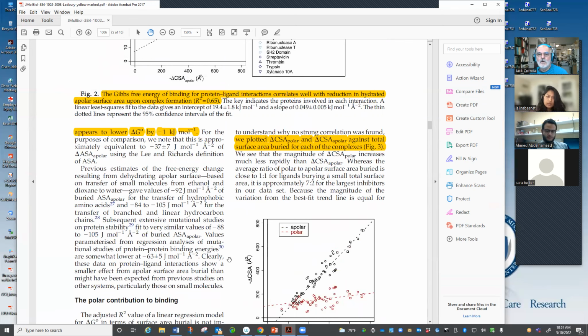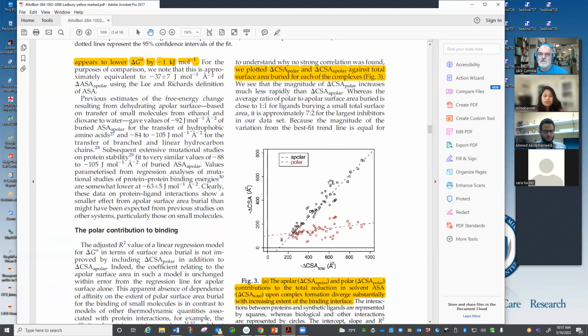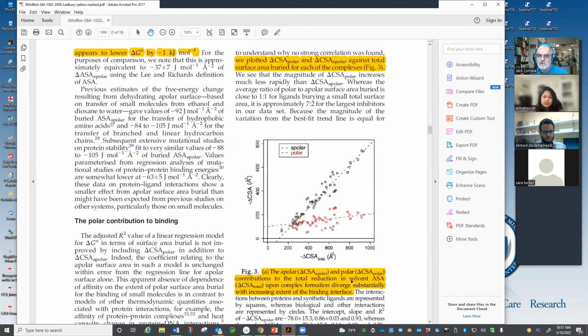Okay, so to make sense of that, they then plotted the change in polar and the change in apolar surface against the total surface area. Okay, and what they get are these correlation plots. And what you can see is the trend, total reduction in solvent accessible surface area upon complex formation. What you can see is that the apolar burial has a far bigger impact than the polar.